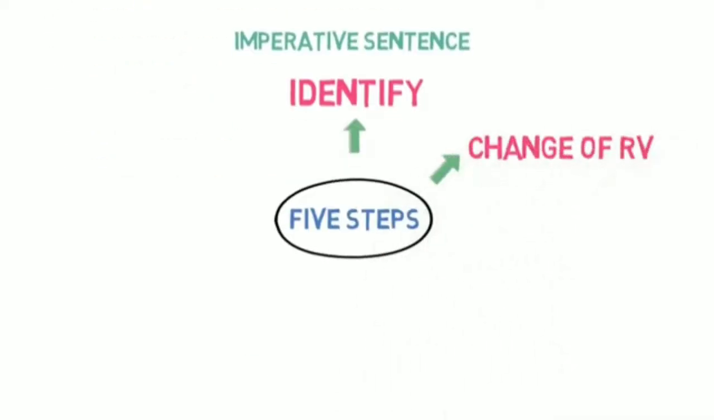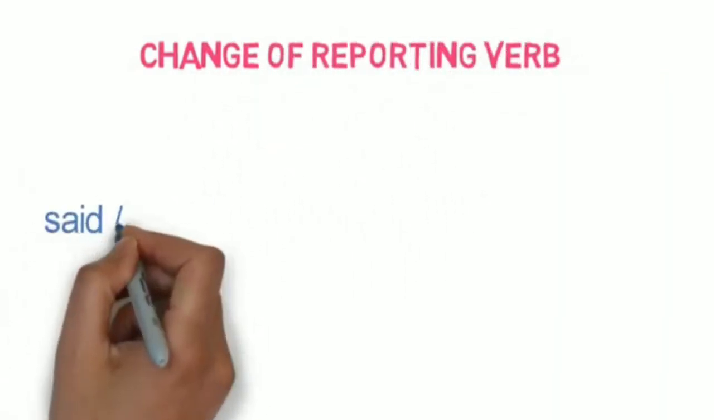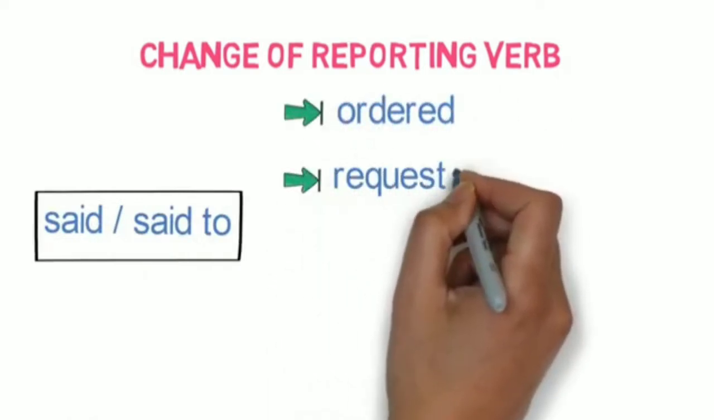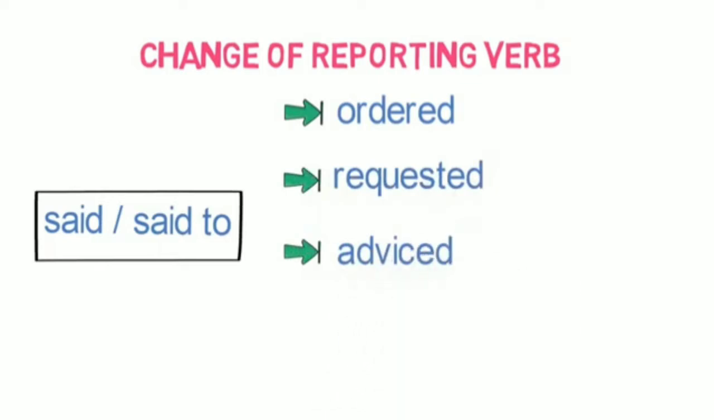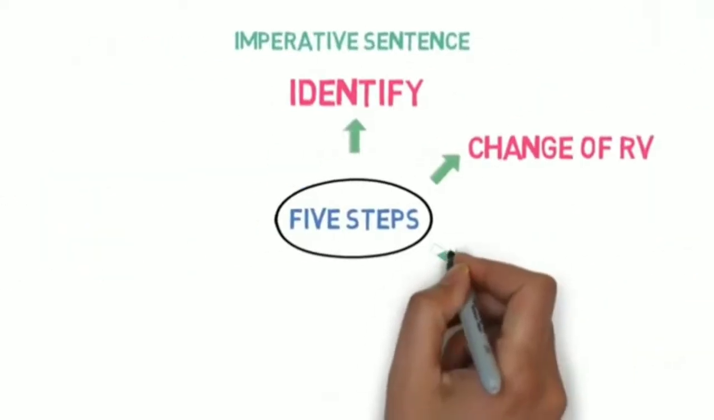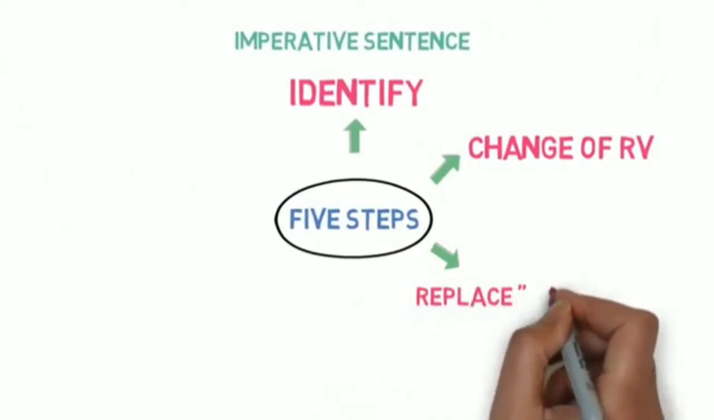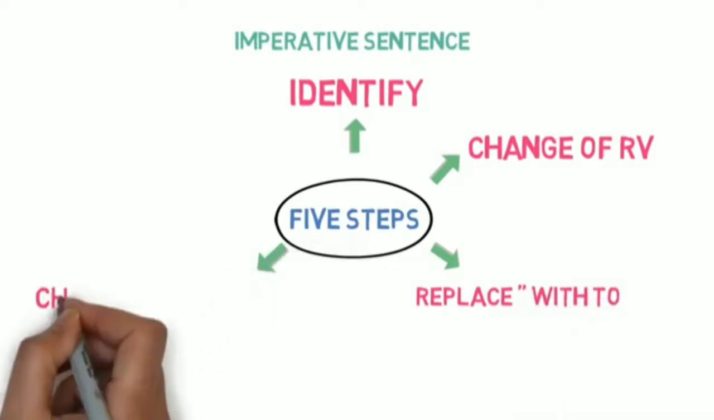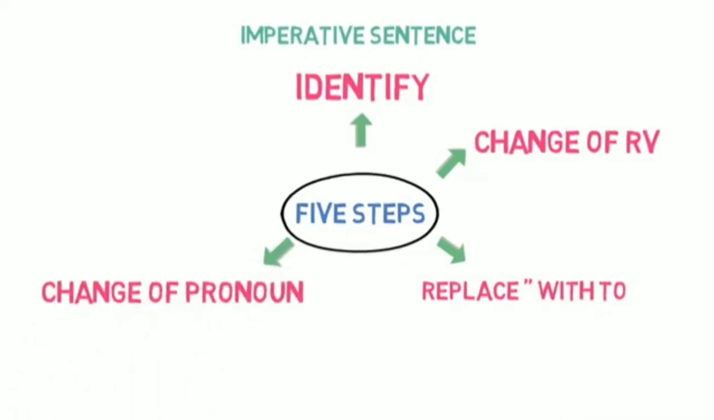Step 2 is the change of reporting verb. Reporting verb will change as per this workflow. Said or said to converts to ordered or requested or advised or suggested or forbade as per the meaning or the sense of the sentence. Step 3. Replacement of an inverted comma with conjunction to. Step 4. Change of pronoun.